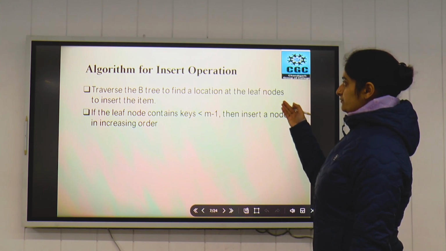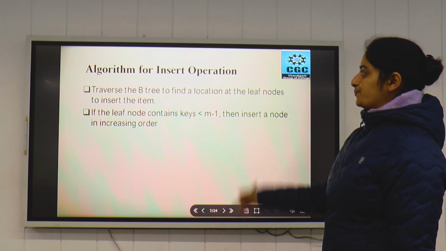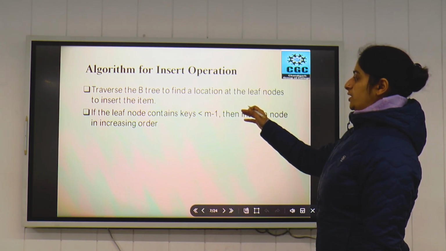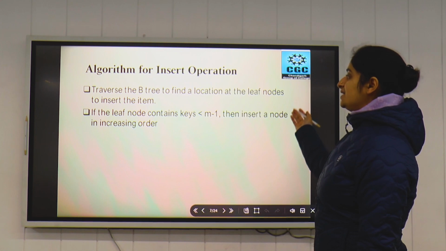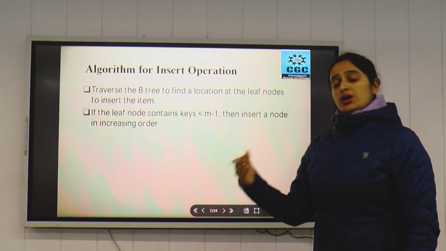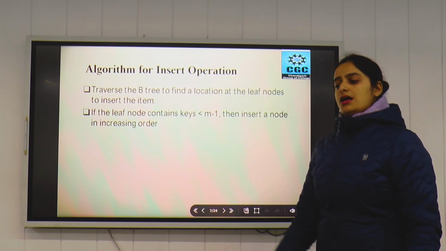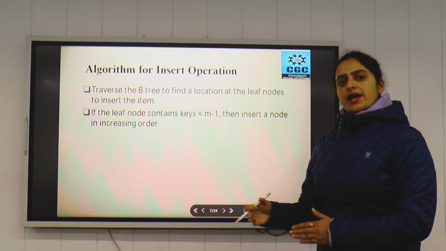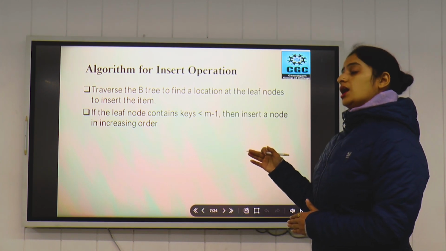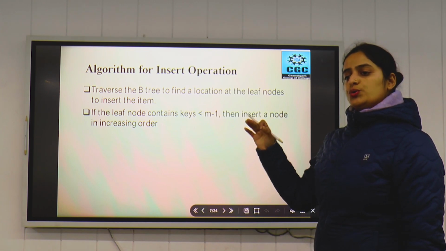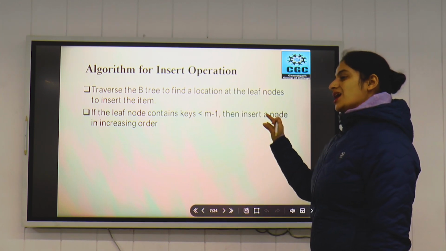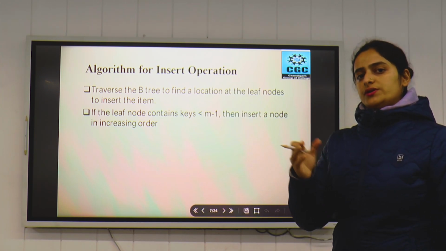So here, for the algorithm for the insertion operation, we have some points. The very first is: traverse the B tree to find a location at the leaf node to insert the item. Yes, we have to do the traversing. What does it mean, traverse? It means that we have to explore each and every node inside the given data structure until we achieve our targeted node to insert the data element in. As we know earlier, the leaf node is the part we have to identify for the insertion of the data element.